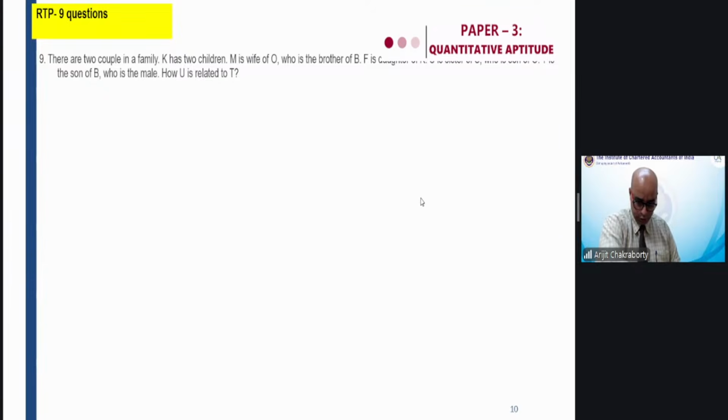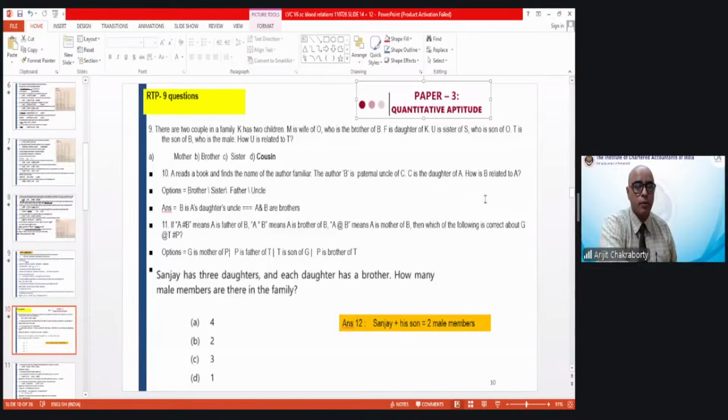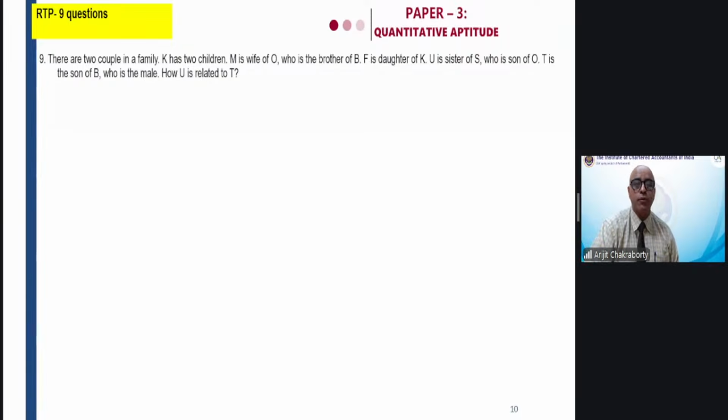So let us see the relationship given. There are 2 couple in a family. K has 2 children. M is the wife of O. So O is male, husband, and M is wife, female. M is the wife of O, who is the brother of B. Yani O is the brother of B. F is the daughter of K. U is the sister of S, who is the son of O.